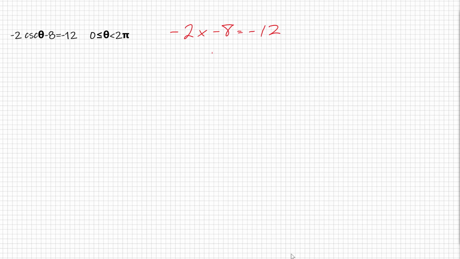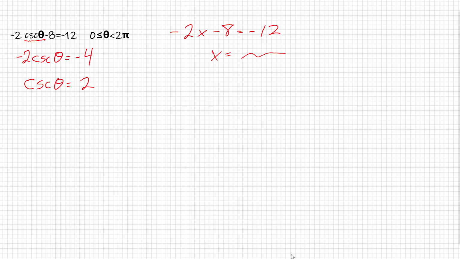And just like we would solve this for x, we're going to solve this equation, negative 2 cosecant theta minus 8 equals negative 12, for cosecant theta, and then we'll go from there. So like linear equations, I would start by adding 8 to both sides, giving me negative 2 cosecant theta equals negative 4. Then I would divide both sides by negative 2, giving me cosecant theta equals 2. Alright, now where do we go from here?